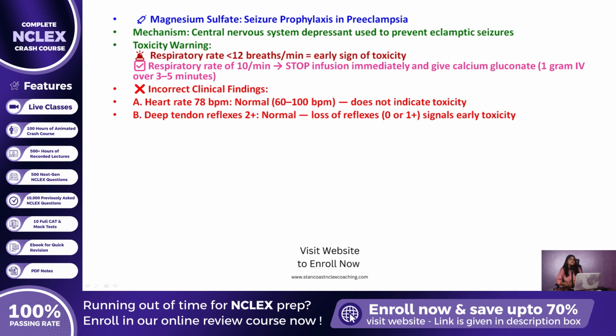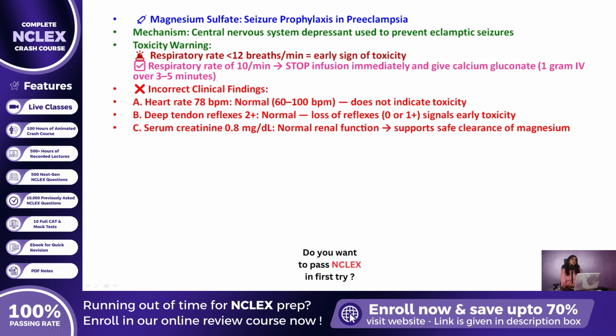Option B, deep tendon reflexes graded at 2+ are considered normal. The concern with magnesium sulfate therapy is the loss or weakening of these reflexes, typically graded as 0 or 1+, since that often precedes respiratory depression. A reflex rating of 2+ suggests that magnesium levels are not yet reaching toxic thresholds.